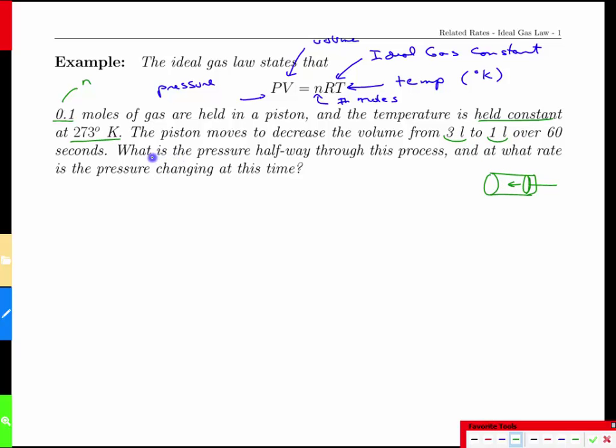What are we being asked to analyze or predict? What is the pressure halfway through this process when we're exactly at 2 liters of volume? And the related rates question, at what rate is the pressure changing at this time? More formally, we're being asked for P of, let's use T as our time in seconds. We're looking for P of 30 because 60 seconds is the entire time. And we're also asking for the rate of change of the pressure against time at 30 seconds.